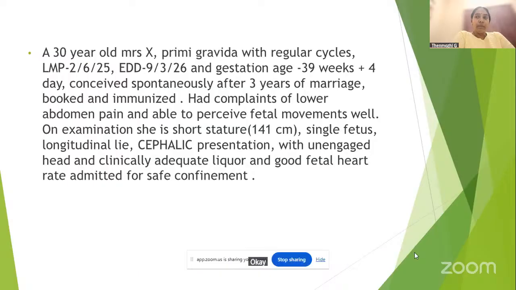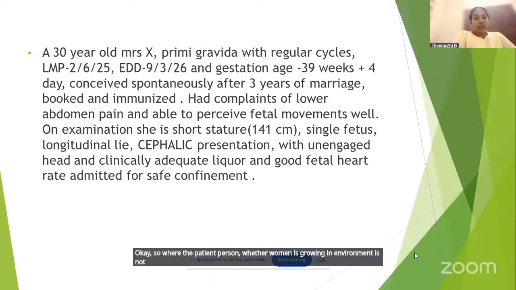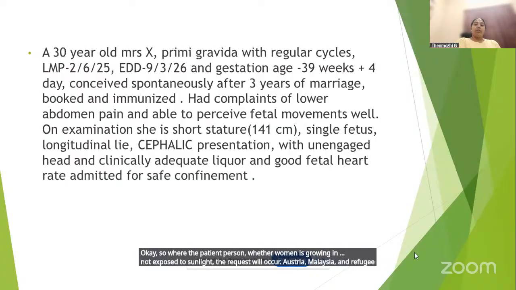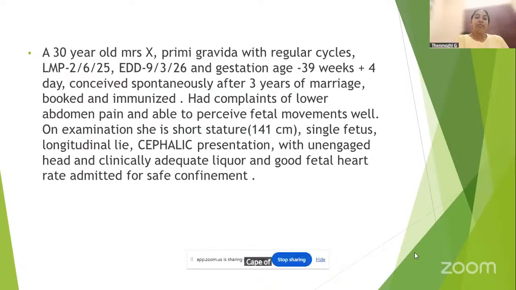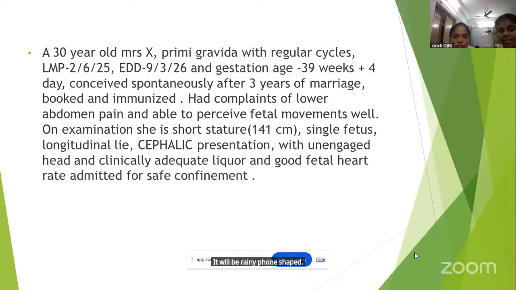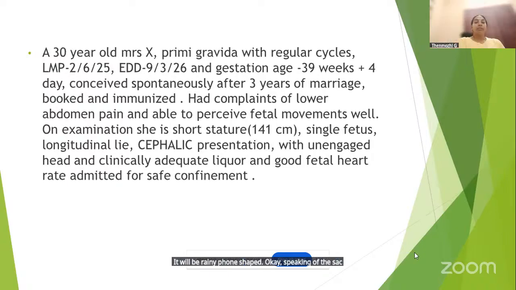Where the woman is growing in an environment that is not exposed to sunlight, rickets will occur. With osteomalacia and rickets, the rachitic pelvis will occur. What is the shape of the rachitic pelvis? It will be reniform shape. Beaking of the sacrum will be there.